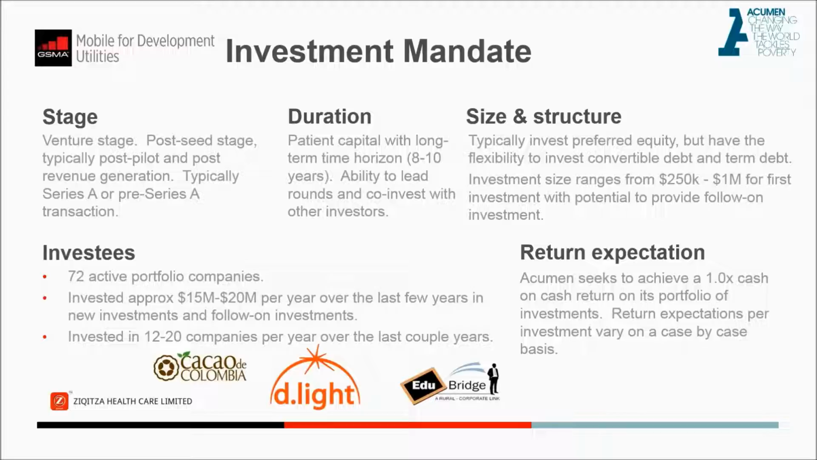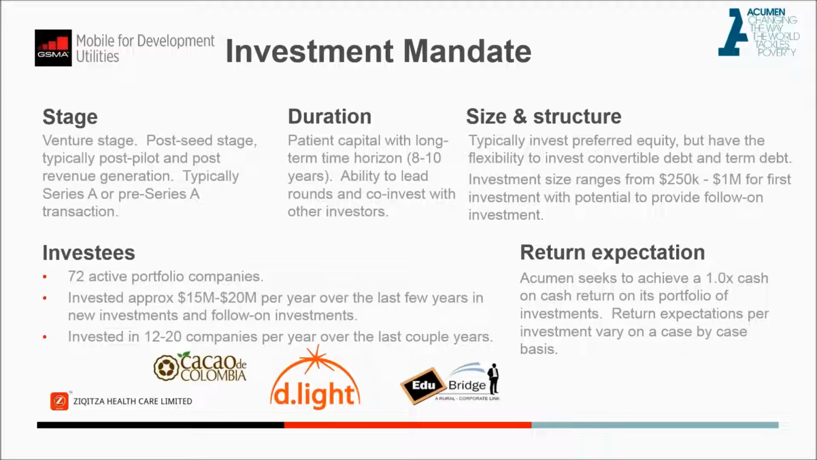So we're typically doing equity because these are very early stage businesses, but we do have flexibility to do some debt instruments when appropriate. We are typically looking at investments from $250,000 to $1 million for our first investment in a company, and can provide follow-on capital as we go forward in roughly the same amounts of the initial investment.